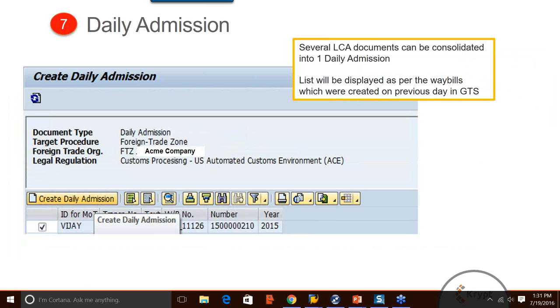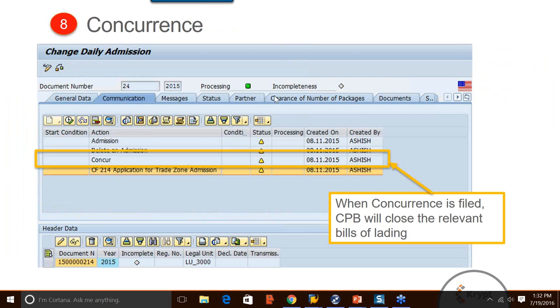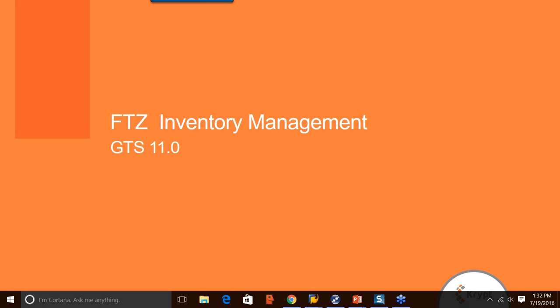This daily admission document is generated typically for a range of the previous 24 hours, and we'll collect all those waybills that were received. Once that's posted, the concurrence will close the bills of lading. So that's a high-level overview of the two main processes in getting goods into the FTZ.